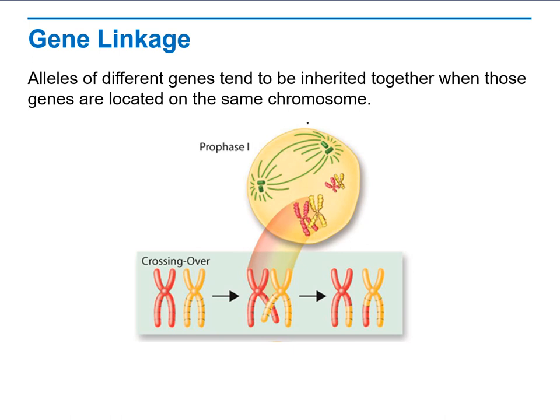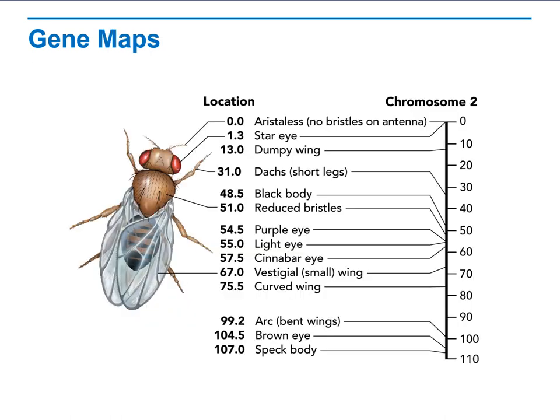How do we connect the genes? Alleles of different genes tend to be inherited together when those genes are located in the same chromosome. That's normally the case. And when we talk about gene mapping, we have the fruit fly, and we can tell about the location and the different chromosomes for each one of them.